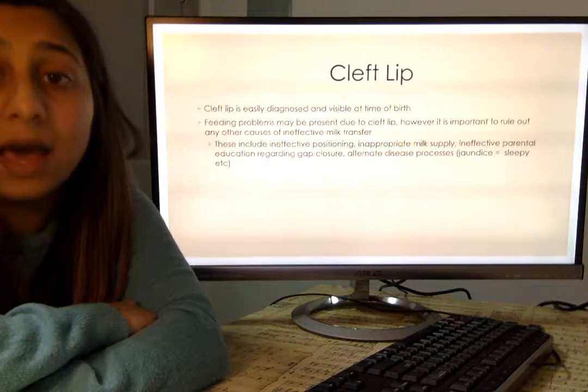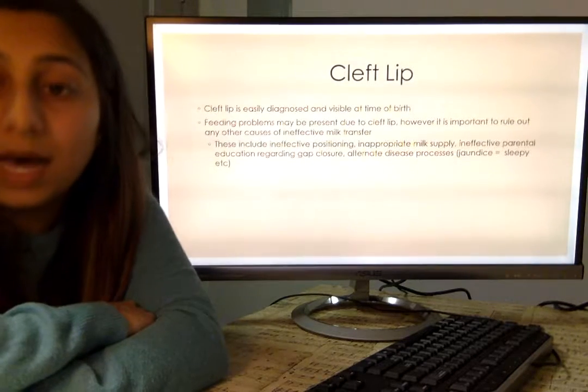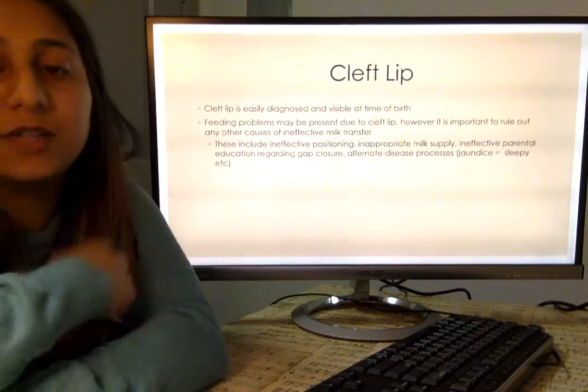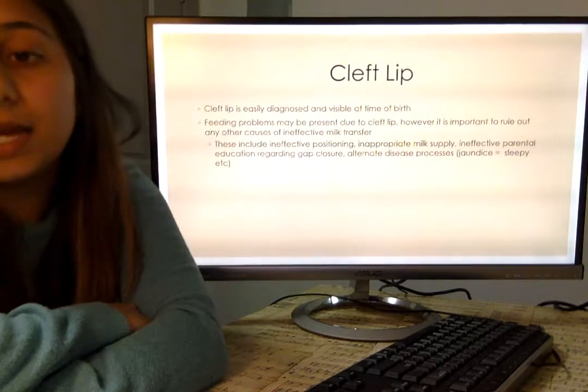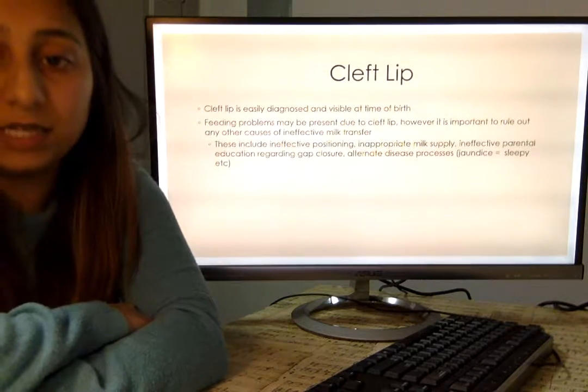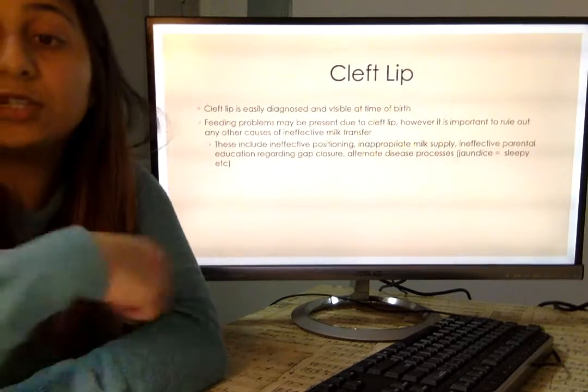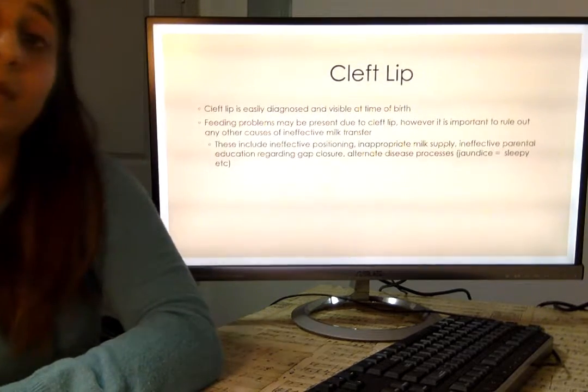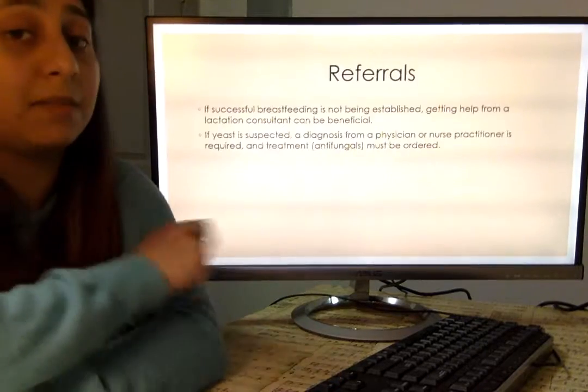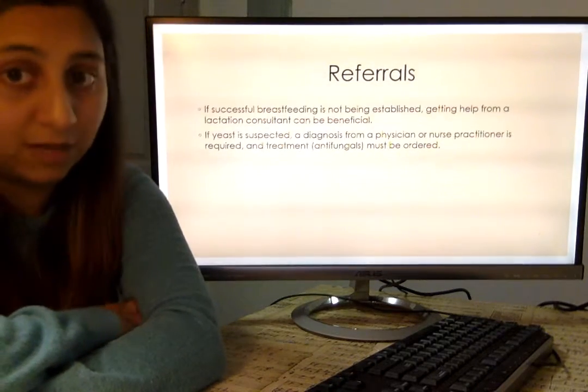Feeding problems that may not have to do with cleft lip include ineffective positioning, inappropriate milk supply, ineffective parental education regarding gap closure, that I'll talk about in a little bit, and alternative disease processes. For example, if the baby is jaundiced and really sleepy because of that, it may not be feeding well, which has nothing to do with cleft lip.